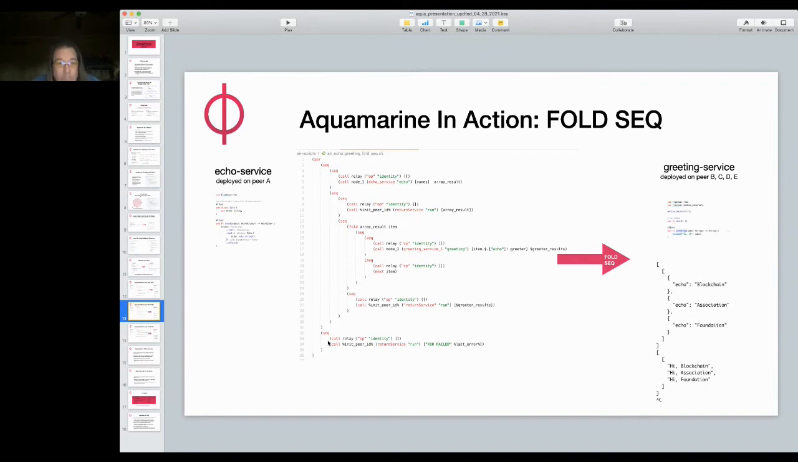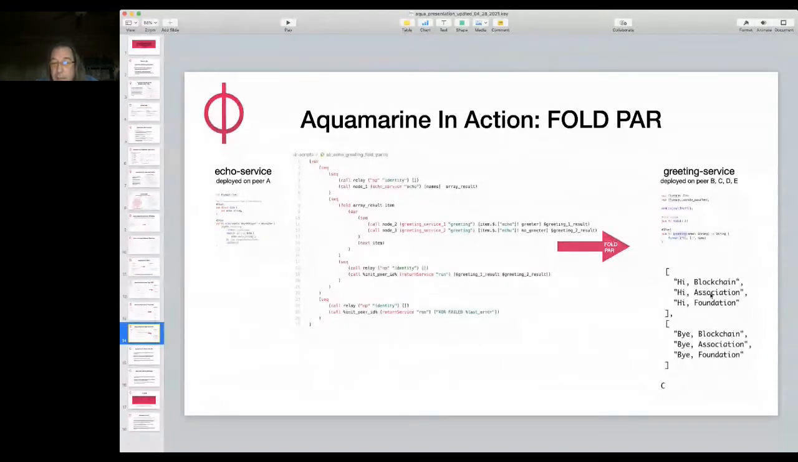Finally, a slightly different take. We still have the echo service on node 1, and we get our greeting service as in the previous example on node 2 and 3. However, this time we process the outputs from the echo service as they come in, but we use different greeter booleans. So now we end up with parallel processing, because we're executing services on different peers, which allows us to parallelize the call. And we go from high blockchain, high association, high foundation to bye, bye, bye.